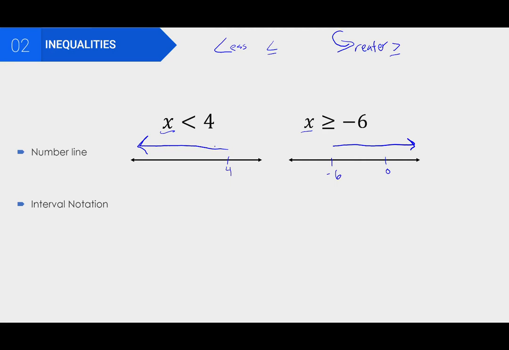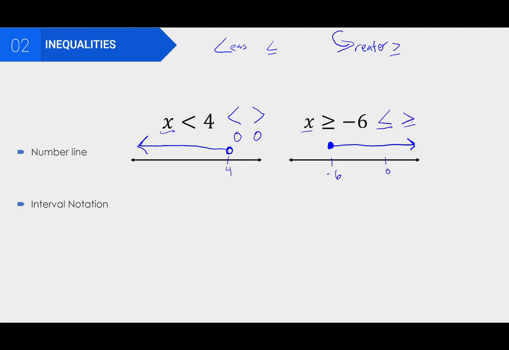So at x is less than 4, at 4, I'm going to leave an open circle. It's got a hole there to show that we are not including it. So anything that has just less than or just greater than, you're going to use an open circle to represent that you're not including that number. For this one, x is greater than or equal to negative 6, we're going to go with negative 6, and instead of having an open circle, we're going to fill it in to show that we are including negative 6 because of the or equal to in our statement.